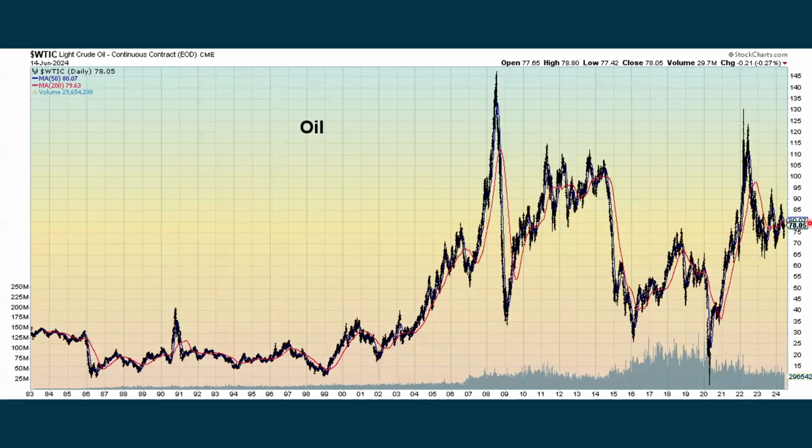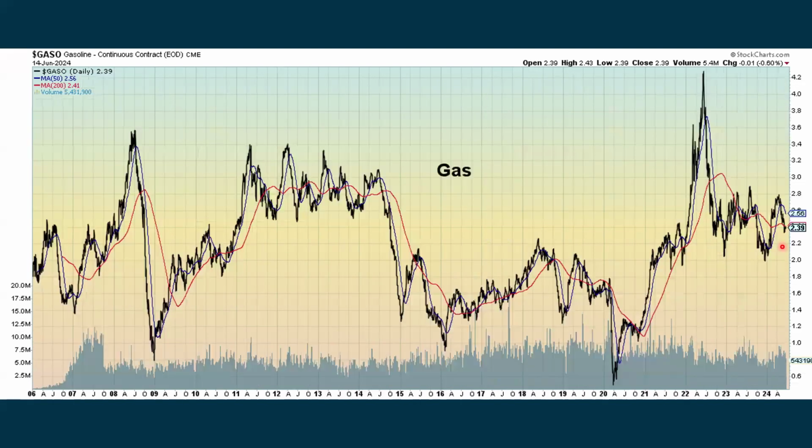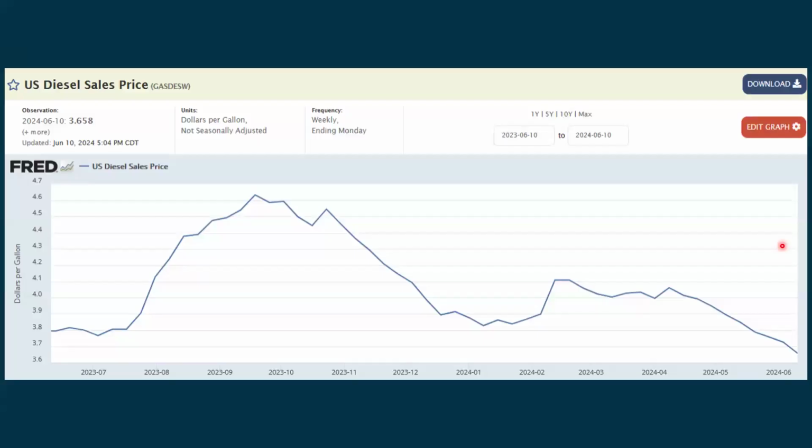Now we look at oil, which has been really chopping around. It spiked up when things started to go kind of crazy in the Middle East. It's since been coming down. It dropped below 80, got into the low 70s. Now it's getting back up into the high 70s. Keep an eye on gas, which is in an uptrend, but it's been falling back and falling below both its 50 and 200-day moving averages. This is diesel right here, where it is declining, and that could be more advantageous. This is more for 18-wheelers and for railroads.